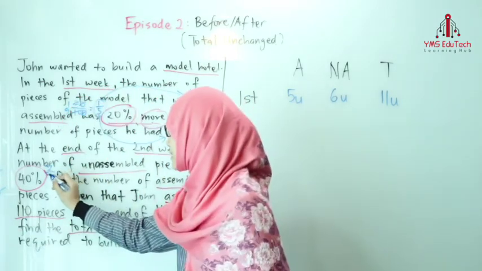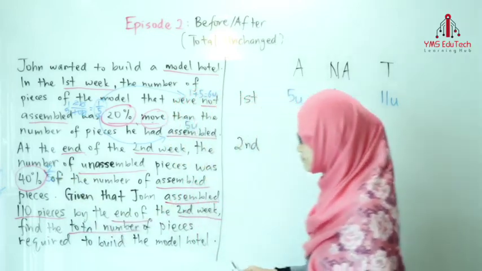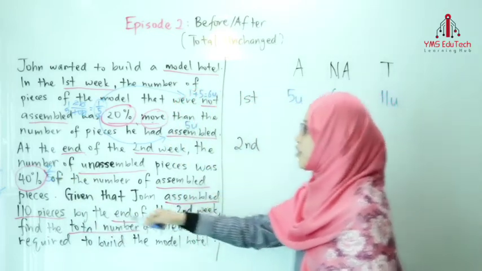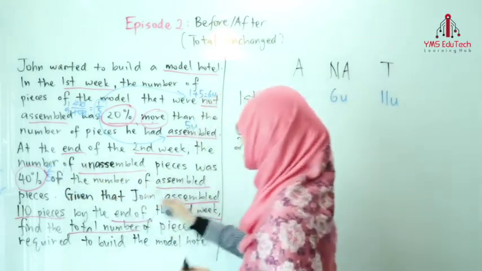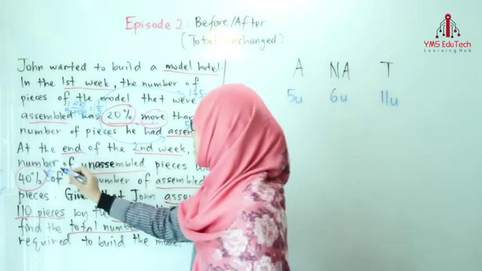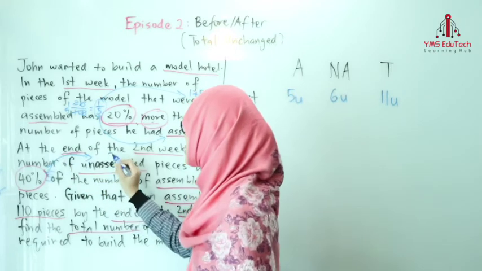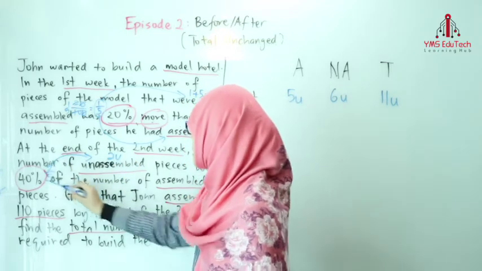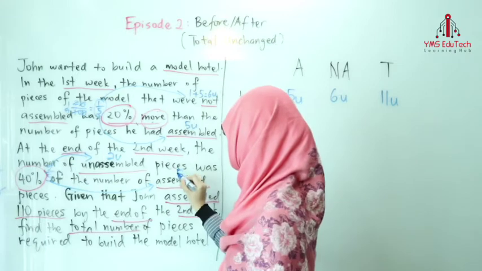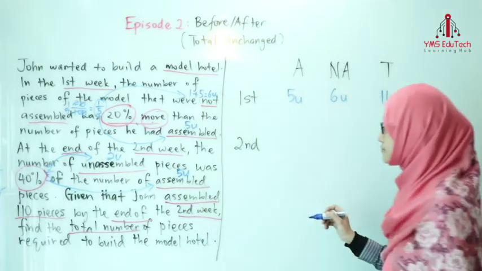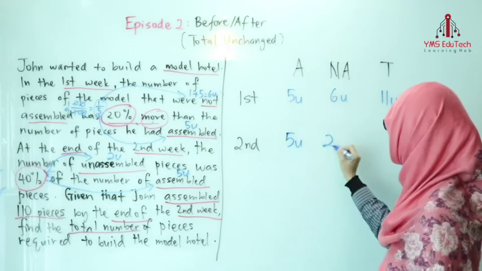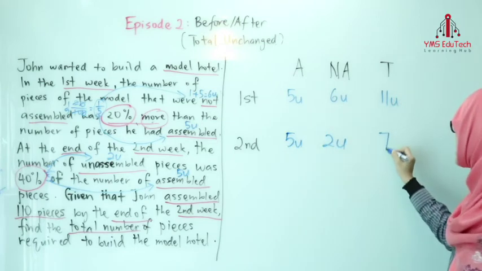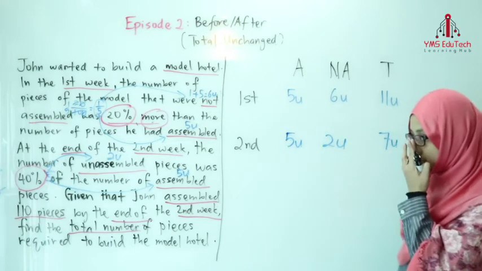So let's write that down on our question. At the end of the second week, the number of unassembled pieces was 2/5 of the number of assembled pieces. So meaning to say, these 2 units belong to unassembled, these 5 units belong to assembled. And the total is 7 units.